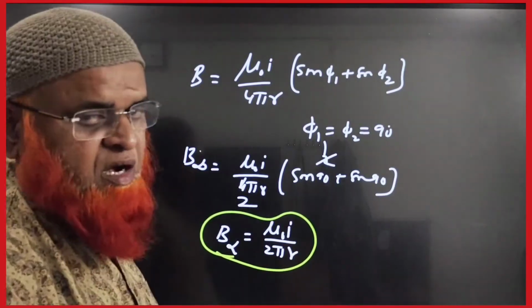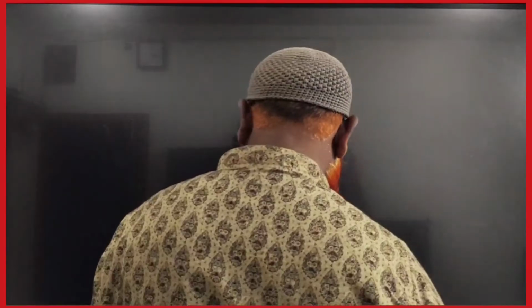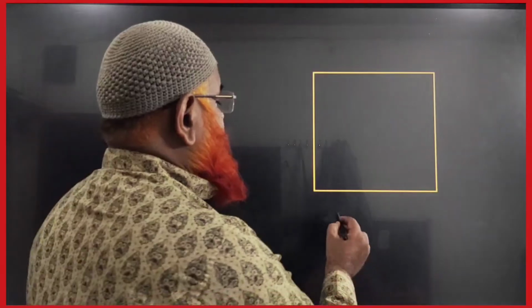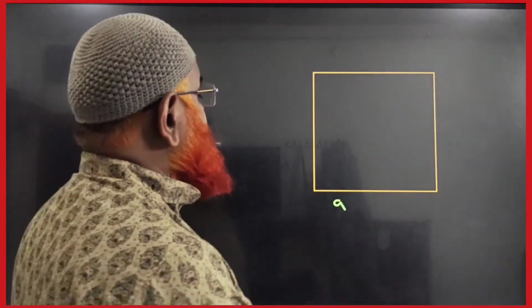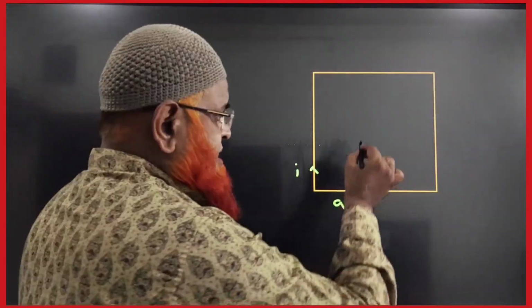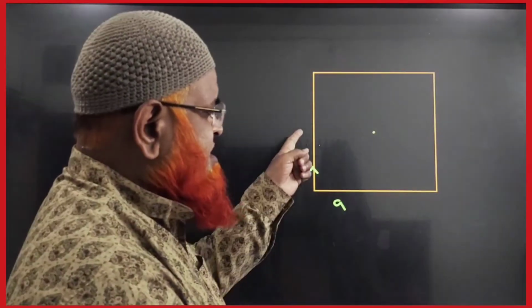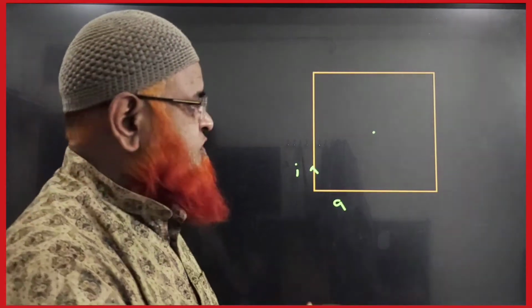Is it okay? Infinitely long wire formula, got it. Now let us take one small application for this. I have taken a square of side a, and the current passing through it is I. At the center, I want to find out what is the magnetic induction developed because of this square. How will you find out?